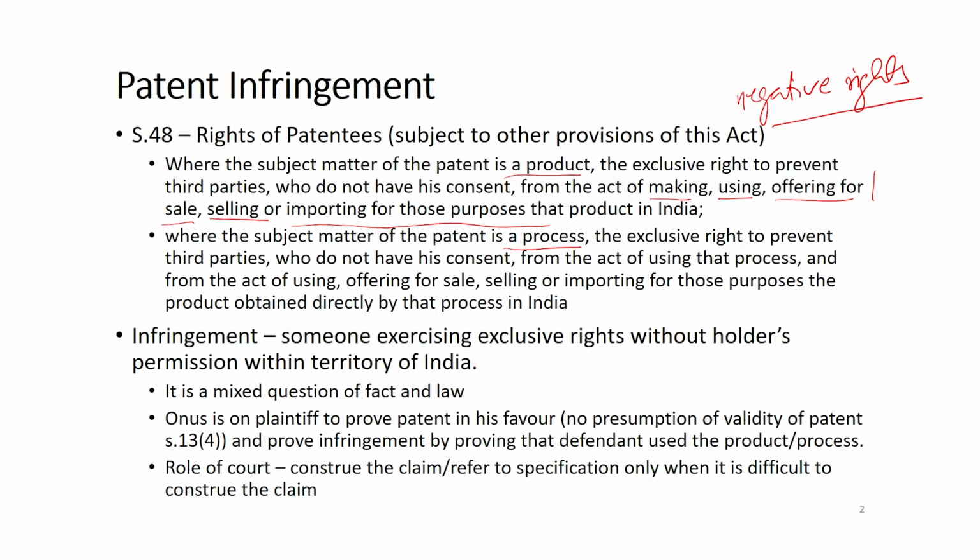And what are the activities which you can stop? What are the prohibited activities for others? Nobody can make the patented product. Nobody can use the patented product. Nobody can offer for selling the patented product, or nobody can import a patented product. These are the activities which only the owner of patent rights, after getting appropriate approval, can do. So these are essentially negative rights. These are the rights in a situation where the subject matter of patent is a product.